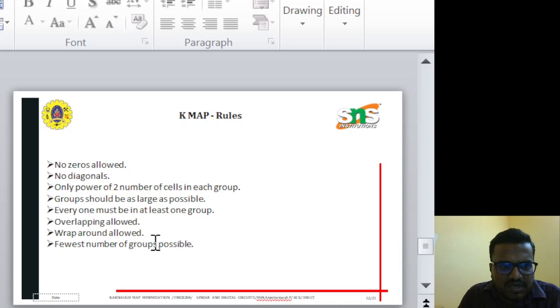Wrap around allowed. Sometimes the cell values are mapped with the neighboring value, or scattered values, so that we can wrap around all the values. Next one is the fewest number of groups possible. Our aim is to minimize the number of values, the number of regions behind the values. So the fewest number of groups possible. If possible, we have to check whether all the combinations have been framed, or all the combinations have been marked. So these are some rules and regulations of Karnaugh map variables.